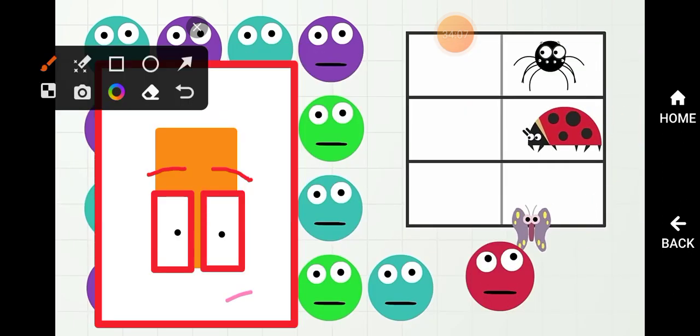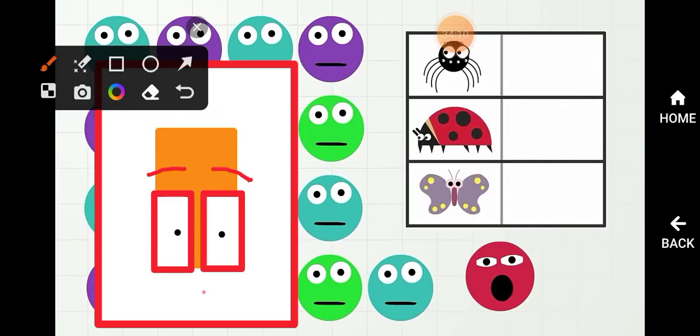Okay, there are 3 different kinds of bugs here. Spider, ladybug, and butterfly. I want to know which bug they like the best.